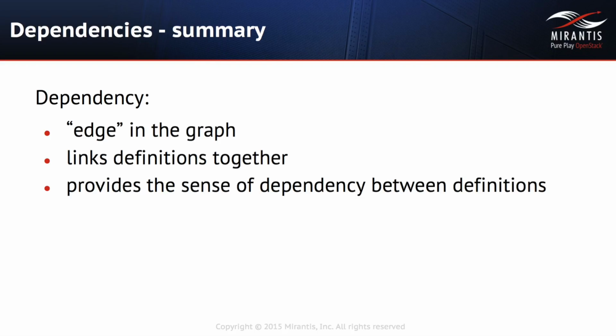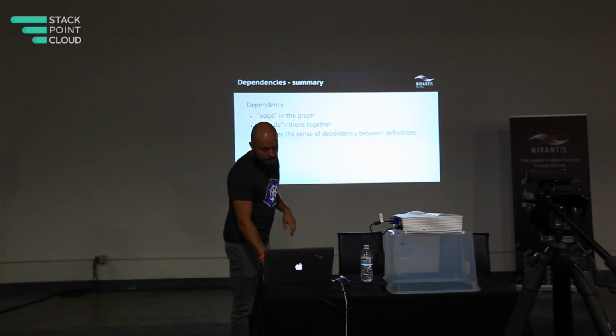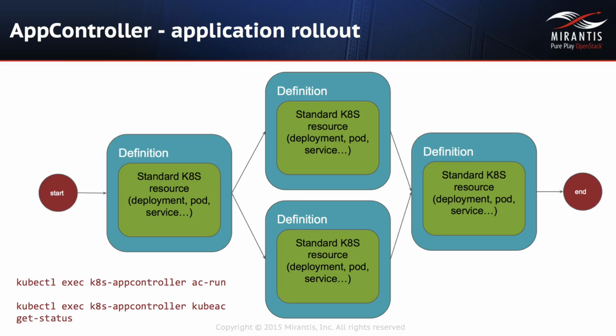Quick recap of a dependency. Dependency corresponds to the edge in the graph, links definitions together, and provides a sense of dependency on the resources, on the definitions. So once all of that is in place, we got it loaded to Kubernetes. Please be reminded that nothing got provisioned yet because we wrapped all the objects into definitions. We got all the graph formed.